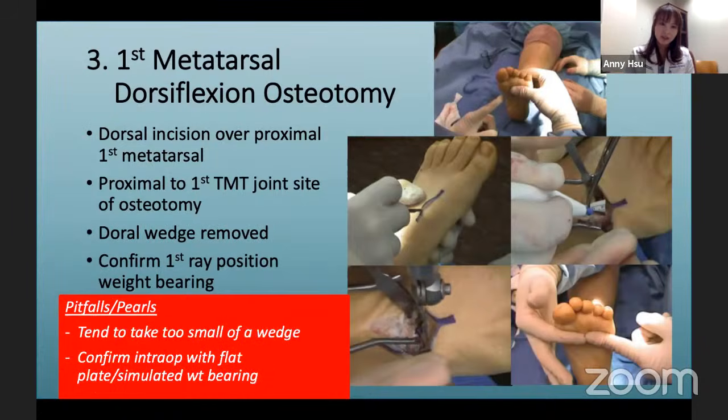The other thing to notice here is that it is common to undercorrect, to underperform your dorsiflexion osteotomy for the first metatarsal. You will see this with my own personal examples later. It's very easy to think that your correction is enough when actually more can be done.